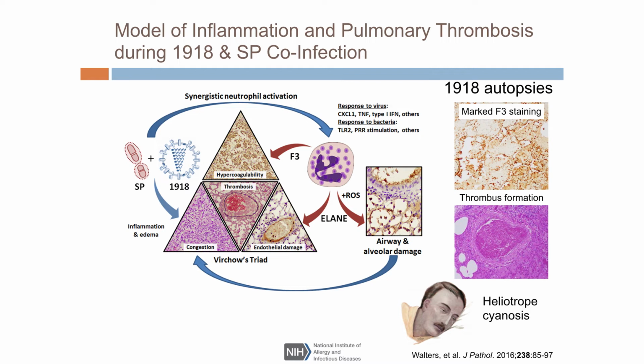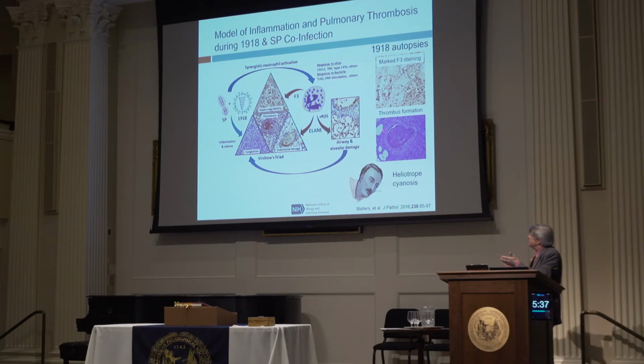And this leads to the fulfillment of Virchow's triad. You activate neutrophils, you cause damage to not only the epithelium but the vessels of the lung, and you get widespread clotting. And you see this not just in animals, but in human autopsy tissues. And you wonder if the heliotrope cyanosis, the bluing that John Barry referred to at the beginning, relates to the massive amount of blood clots that occur in the lung following a 1918 infection.